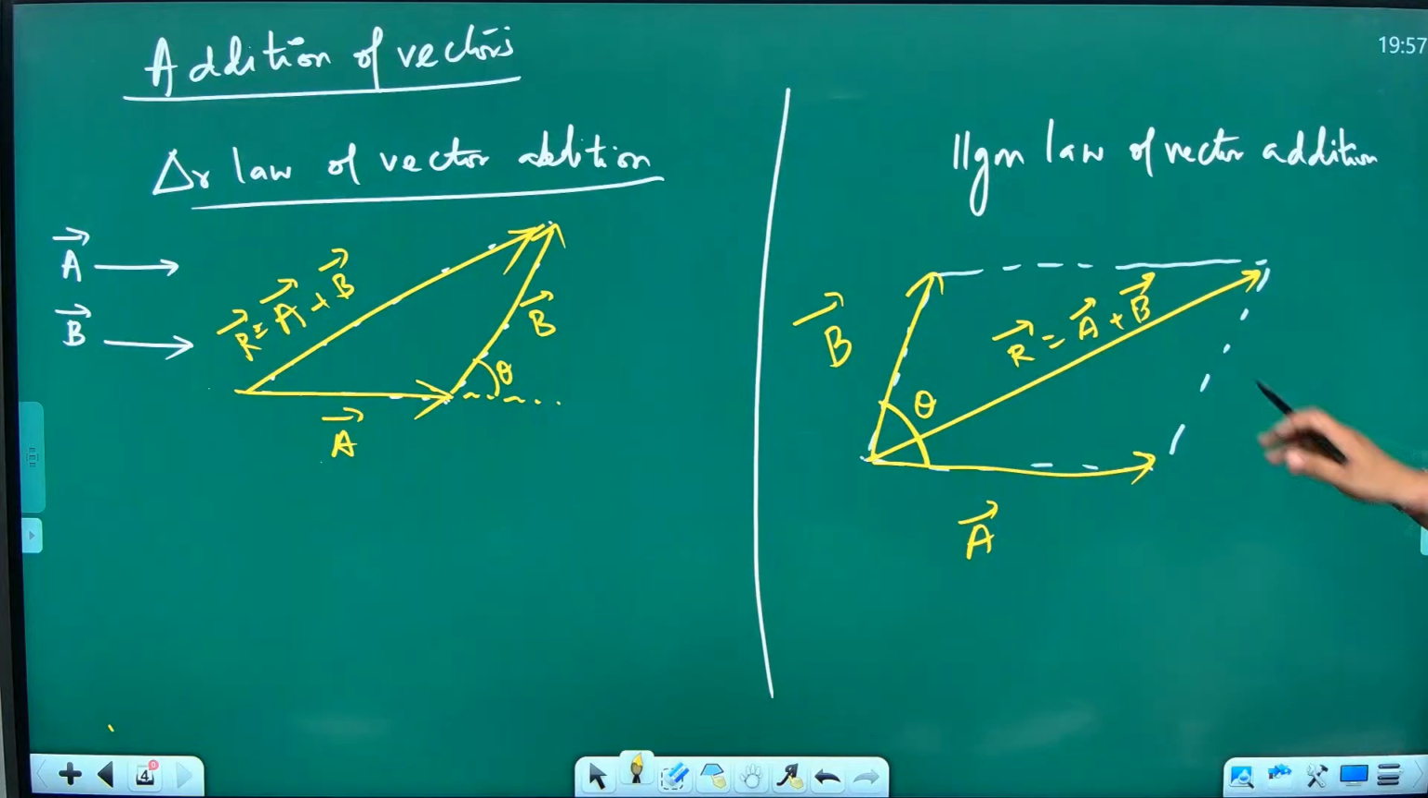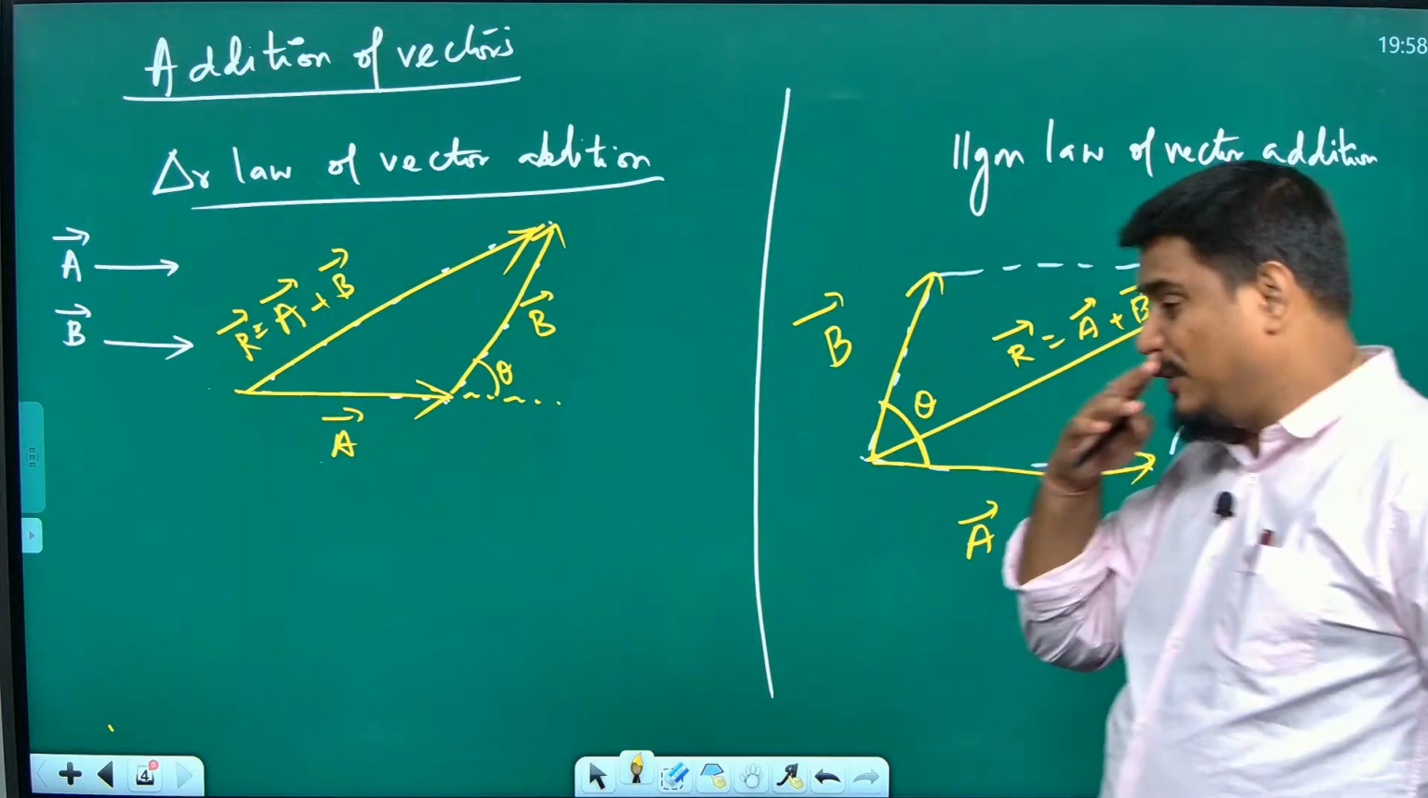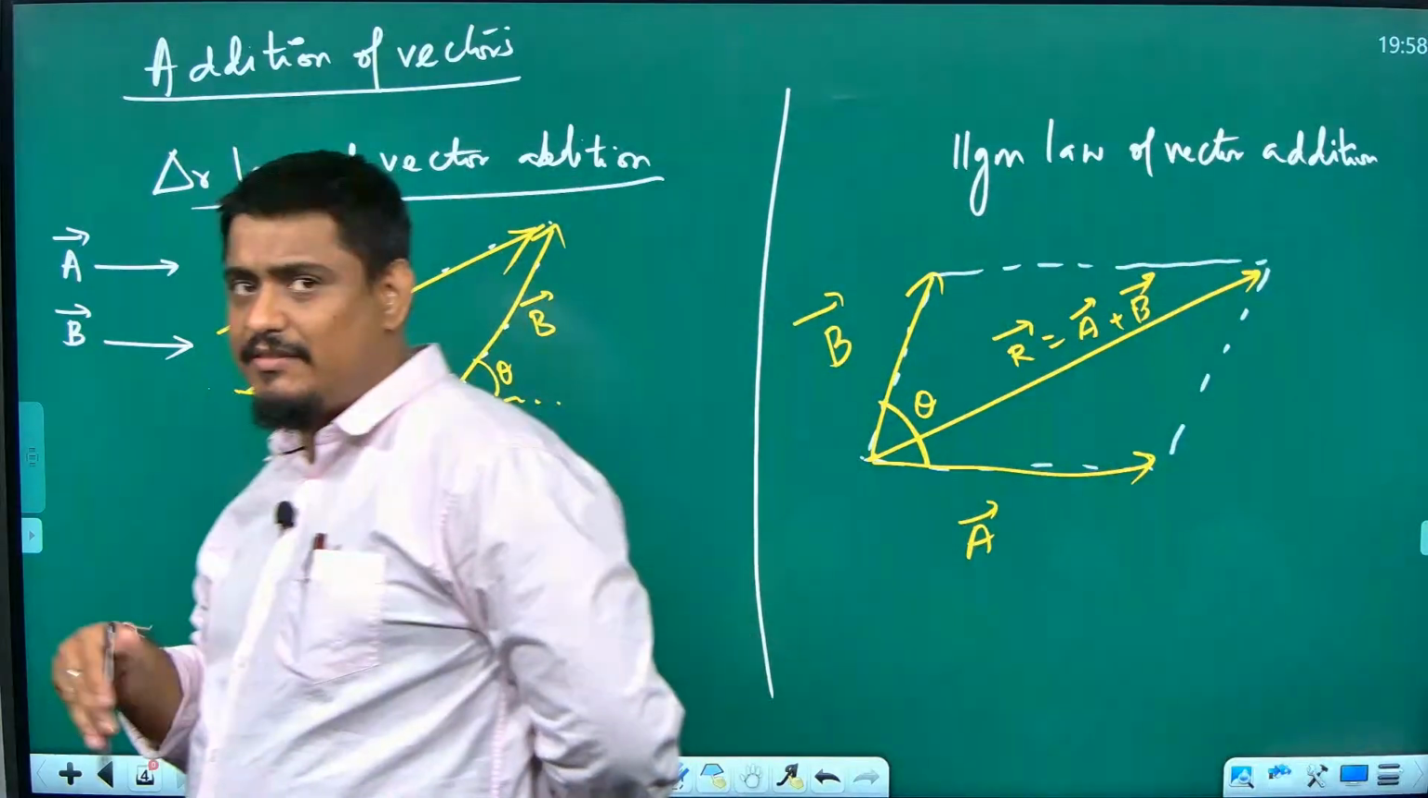You draw the parallelogram law, then I will give the statement for that also.